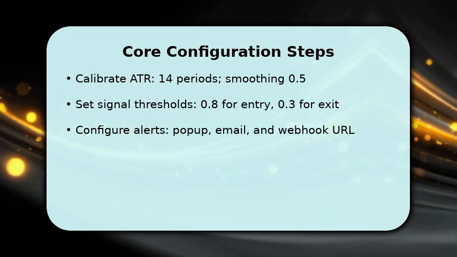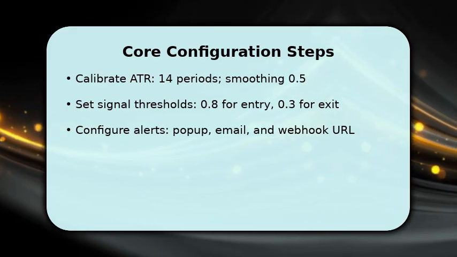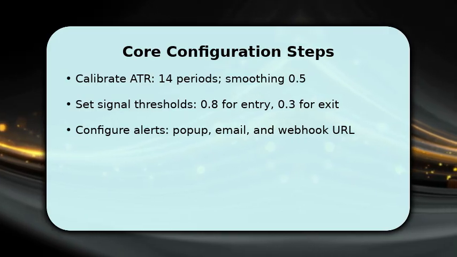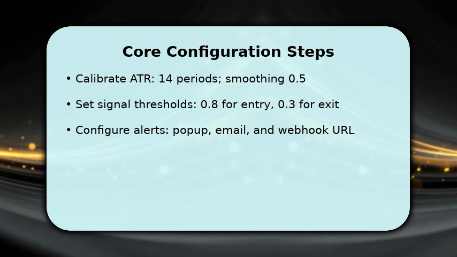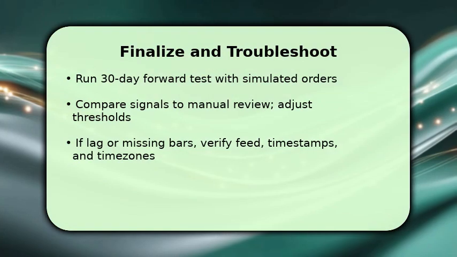Then assign alert actions: pop-up for screen, email for mobile, and webhook for automation. Make sure to backtest across recent 3 markets to validate threshold choice before going live. Finish by running a 30-day forward simulation using simulated orders to observe slippage and execution behavior.